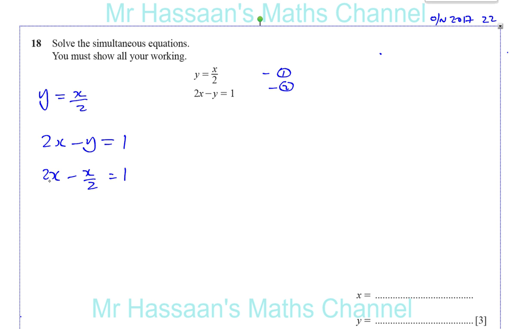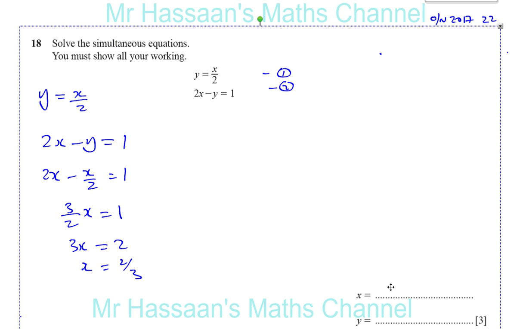Okay, and you could just simplify this. This is like 2 minus a half, which is 1.5, which is 3 over 2, so this will be 3 over 2 x equals 1, and we want to get rid of the 3 over 2, so we multiply both sides by 2 over 3. If you multiply both sides by 2, you'll have 3x equals 2, the 2's cancelled from here, and divide both sides by 3, you have x equals 2/3.